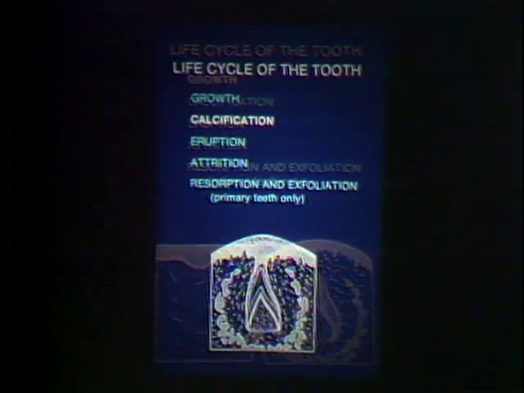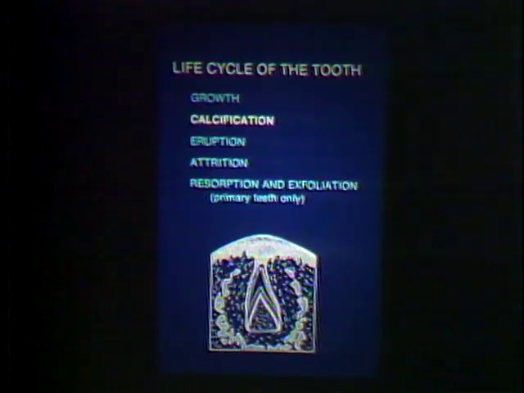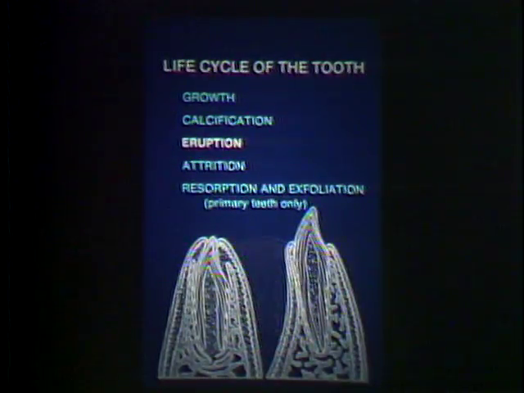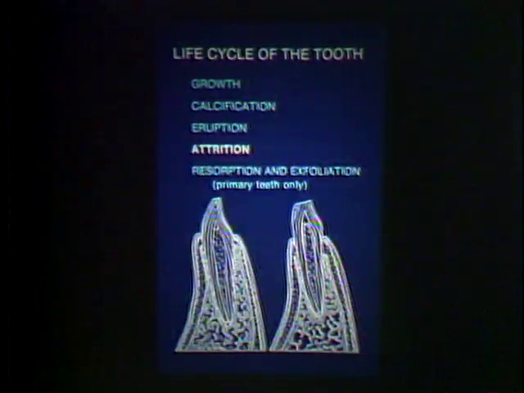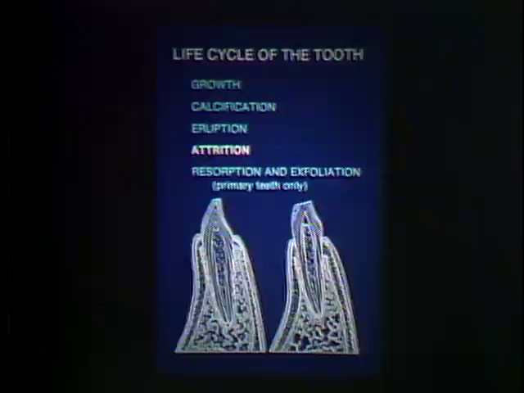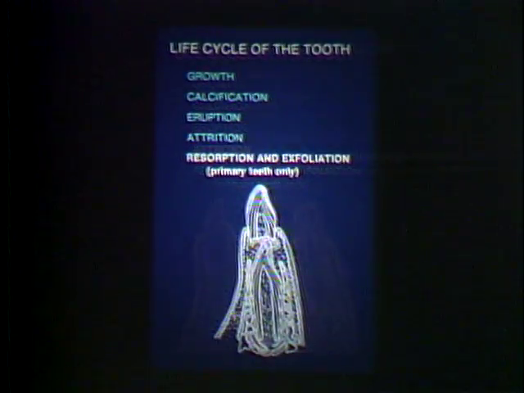The second stage is calcification, a time in which the tooth, a shaped, soft mass of cells, becomes a calcified tooth. The third stage is eruption, which is that time when the tooth emerges into the oral cavity. The fourth stage is attrition. Attrition, as a physiologic process, is the normal wearing of the teeth through function. Resorption and exfoliation occur only in the primary teeth. In this stage of the primary tooth's life, the roots disappear and the crowns remaining are shed to make way for the developing permanent teeth.